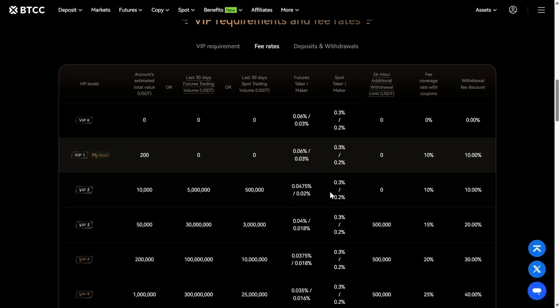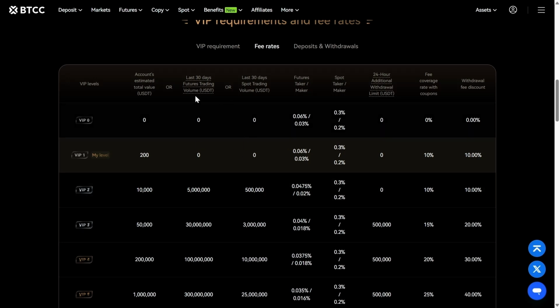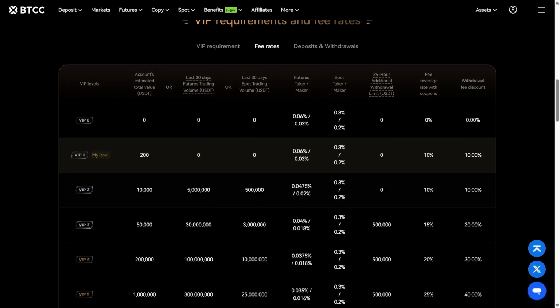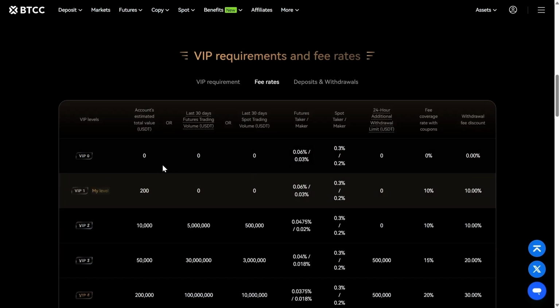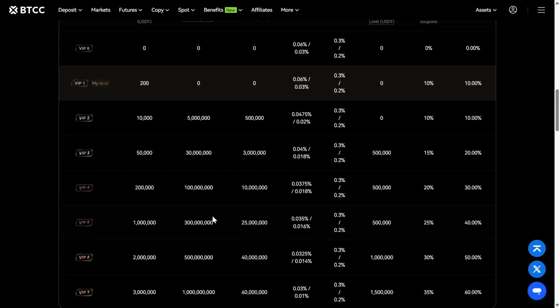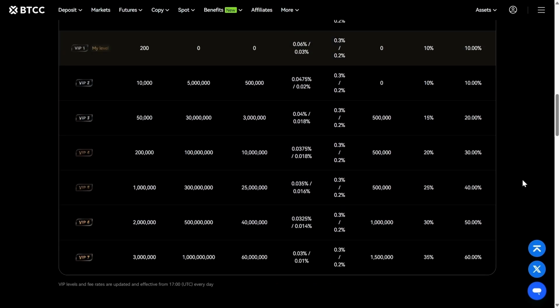We can see that your trading fees start to reduce depending on how much USDT you have in your account, as well as the last 30 days of futures trading volume in USDT terms. So obviously, the higher your account balance and the more you trade, the lower your trading fees will end up being.